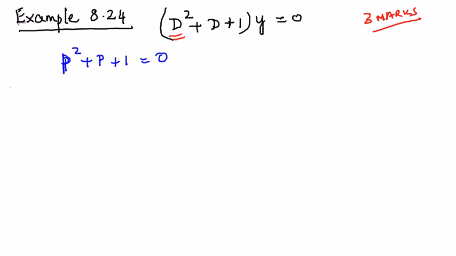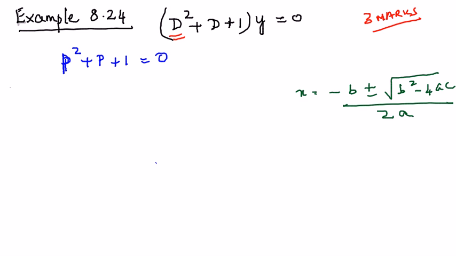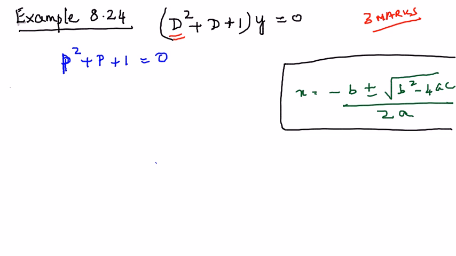So in this case we are going to use the formula. I've just written down the formula over here. Whenever we have an equation like this, this is the formula which we'll use to find the root. In this case a is equal to 1. The a, b and c are the coefficients of p squared, p and 1 here. So b is also going to be 1 and c is 1.